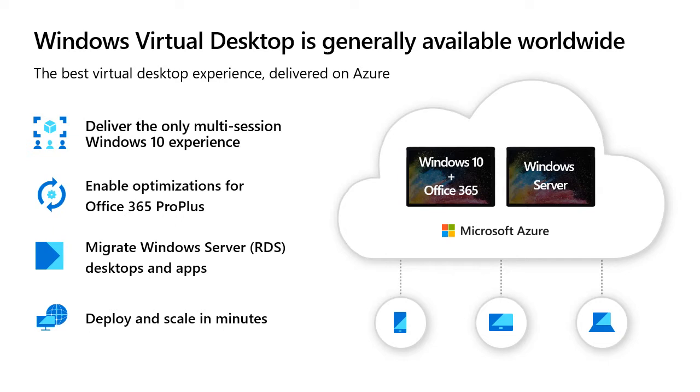So if you recall, Office 365 Pro Plus is the client component of Office 365. So this is the one where you install Microsoft Word, Excel, PowerPoint, Access, Publisher, and all of these Office client applications. This is part of Office 365 Pro Plus. It also allows you to migrate your current Windows Server RDS desktops and apps.